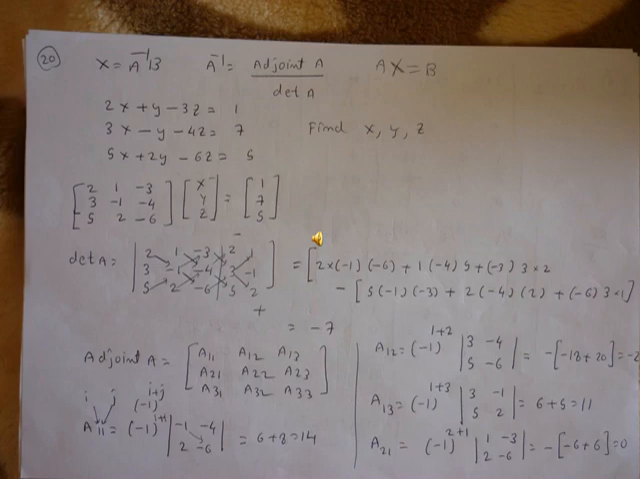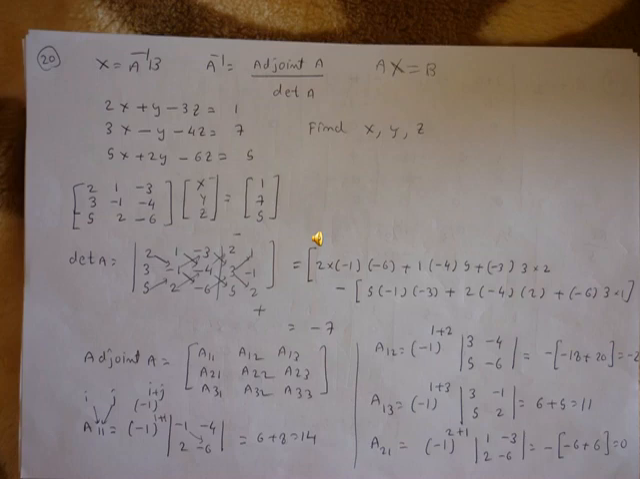So we write down the matrix. So the matrix is 2, 1, minus 3, 3, minus 1, minus 4, 5, 2, minus 6. And another matrix is X, Y, Z. And the right hand side is a matrix 1, 7, and 5. So firstly, we have to find out the determinant. So for the matrix 2, 1, minus 3, 3, minus 1, minus 4, 5, 2, minus 6.